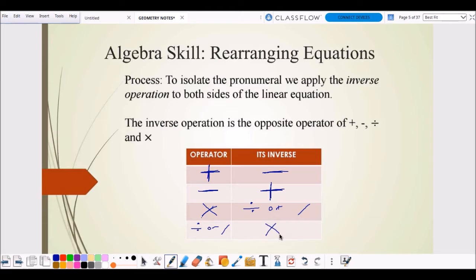So just understand inverse. If you have plus, when you move it to the other side or rearrange, it becomes minus. When you have minus and you rearrange it, it becomes plus. When you have multiply and you rearrange that, it becomes divide. And if you have divide and you rearrange that, it becomes multiply. These are your basics for your inverse.